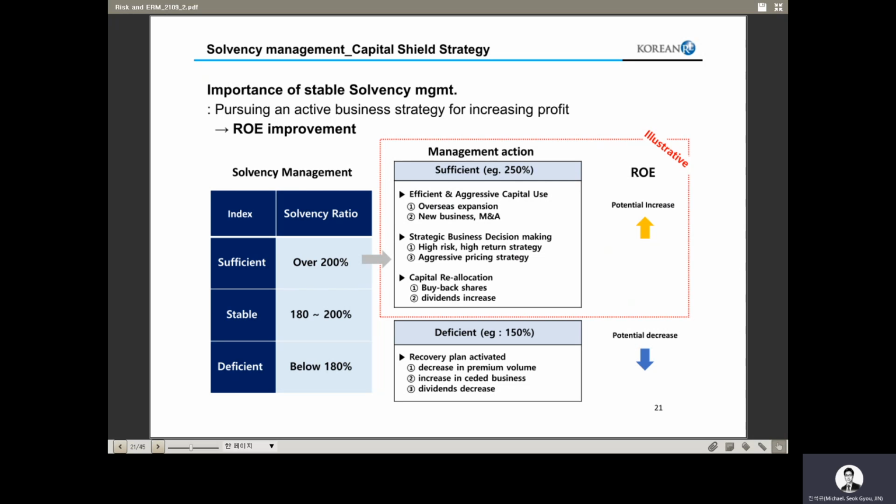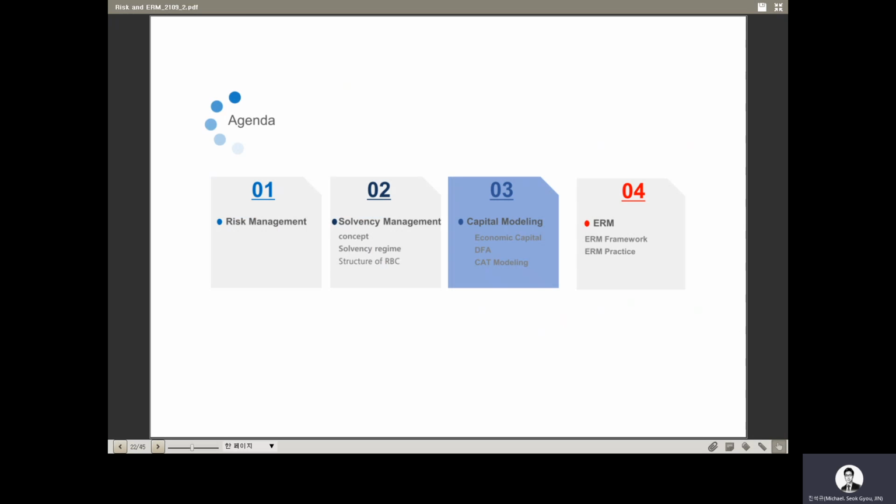In contrast, if the solvency ratio is far below our stable range, it is called deficient status, such as 150%. Then we have to prepare a recovery plan to recover our solvency ratio. It includes a decrease in premium volumes in businesses and a decrease in dividends. Overall, managing the solvency ratio is the key strategy that reinsurance and insurance companies choose. Well, this is the brief on solvency ratio management. Let's begin with capital modeling later on.